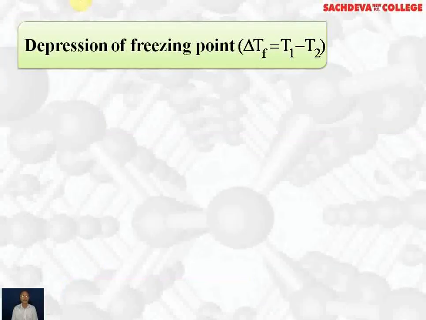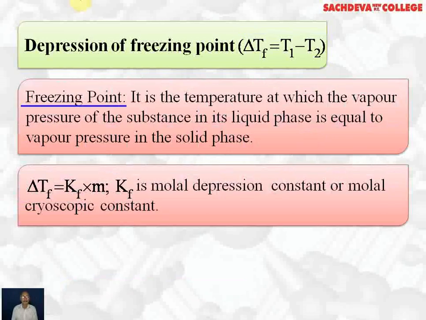Next colligative property we are taking is depression of freezing point. Delta Tf is equal to T1 minus T2. Freezing point is a temperature at which vapor pressure of substance in its liquid state is equal to the vapor pressure in solid state. Delta TF will be equal to Kf into molality. Kf is molar depression constant or molar cryoscopic constant.